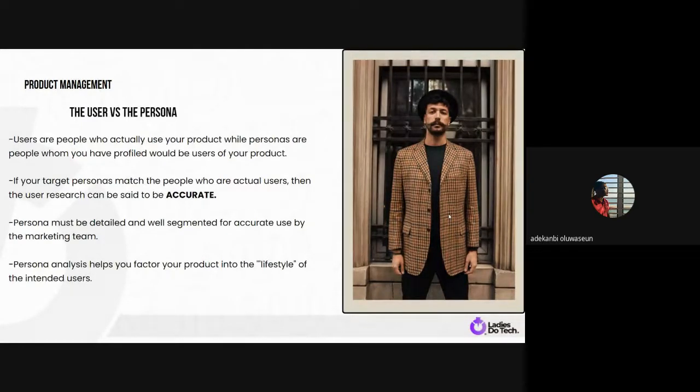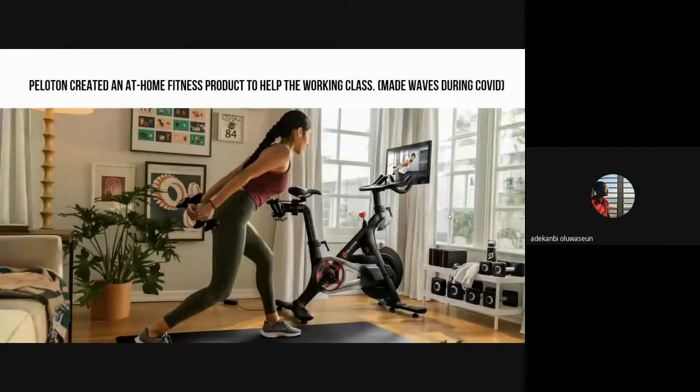Persona analysis helps you factor your product into the lifestyle of the intended user, and I'll give you an example. How many of you have heard of Peloton? P-E-L-O-T-O-N. Put it in the chat if you've heard of this before. Have you heard of Peloton before? Type it in the chat. Can you hear me? I can't hear you. Oh, awesome. All right, put it in the chat. How many of you have heard of Peloton before? Okay, I can see. You've not heard of it? No. Okay. Who else? I need more answers. Okay, awesome. Thanks for that feedback.